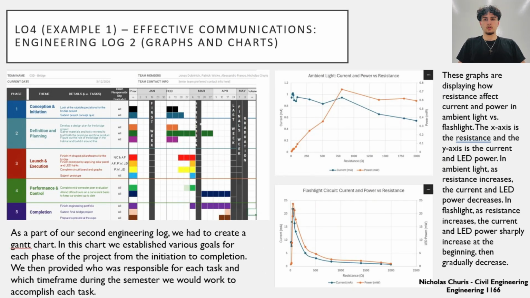In example 1 for learning objective 4, I used our engineering log that we completed as a group. Part of it was we had to create a Gantt chart. In this chart, we had to provide who was responsible for each task and which time frame during the semester we were going to accomplish each task. Then I also used the graphs that we made in this log. We made 2 graphs involving how resistance affects current and power based on ambient light versus flashlight, and compared the results.